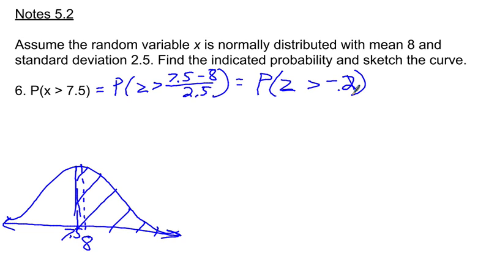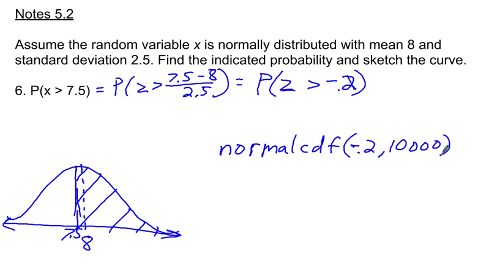So on the calculator, we can enter normal CDF, negative 0.2, comma, positive 10,000, since we are going to the right, and this probability equals 0.5793. And that probability makes sense.